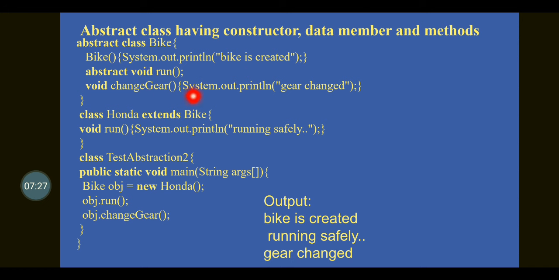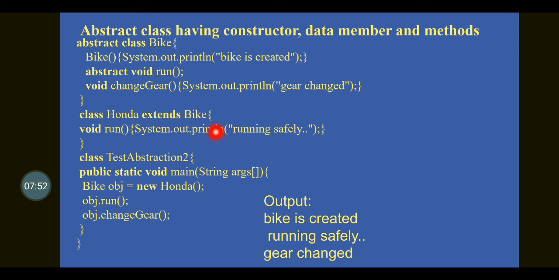This is called an abstract method because it contains only the declaration and does not contain any definition. And void changeGear() is a non-abstract method because it contains a definition. There is System.out.println of some message, gear changed. So let us have the inherited class, that is the derived class Honda extends Bike.